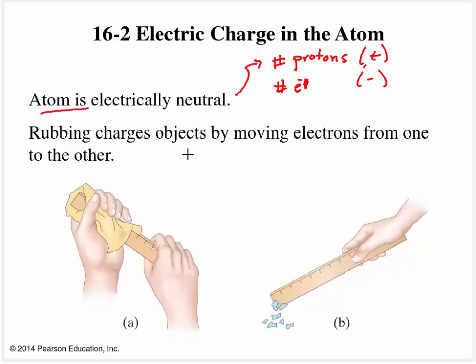And what we're doing when we charge an object is moving electrons from those orbits, especially the outer orbits, from one object to the other. Charge itself, the number of electrons, is going to be conserved.